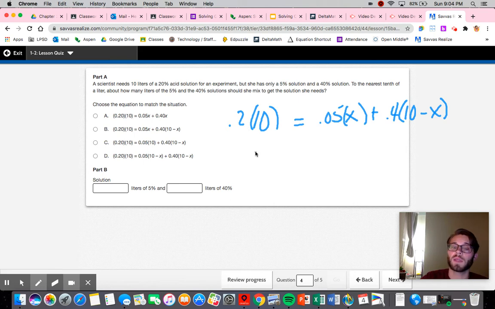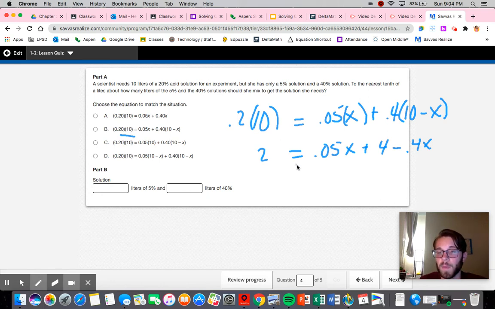So 10 times 0.2, that one's easy, luckily, is 2, equals 0.05x plus 4 minus 0.4x. Now you can see over here, this is the actual setup that we were looking for if we were answering this problem. But anyway, now we're going to solve this.